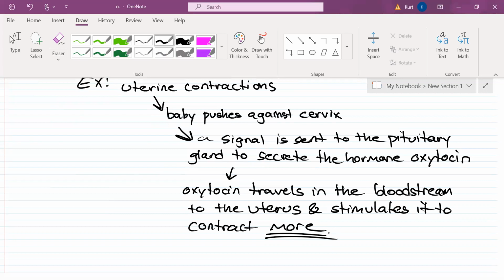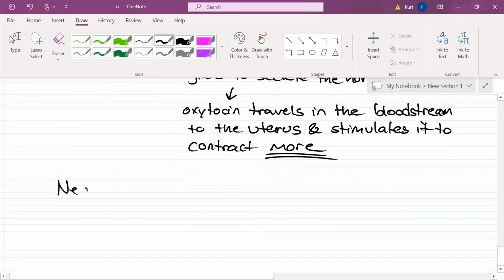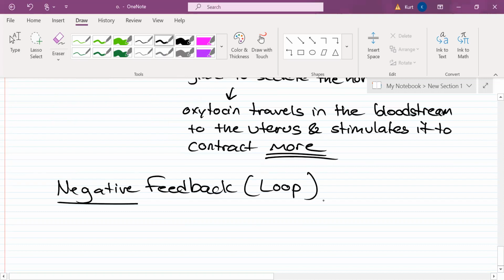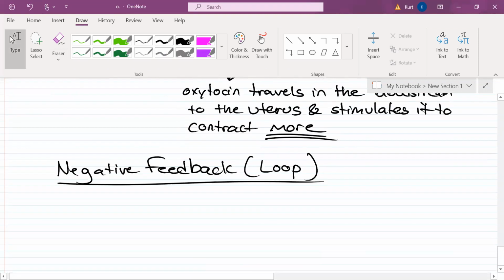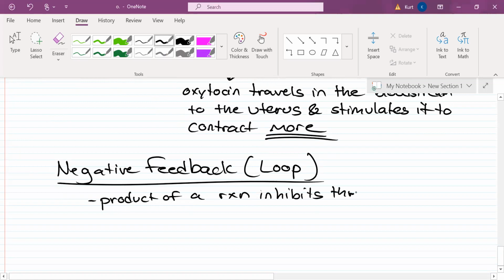So this is positive feedback. You want to enhance what's happening. The opposite is going to be negative feedback loops. In a negative feedback loop, the tried and true definition is the product of a reaction inhibits the reaction from occurring again.